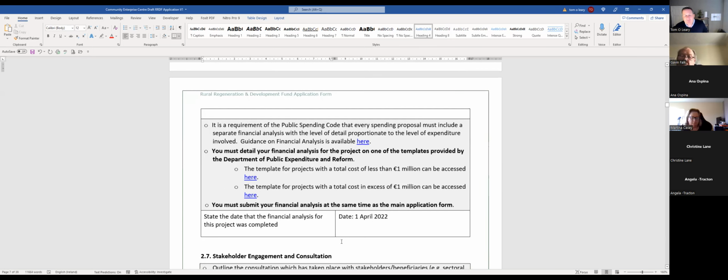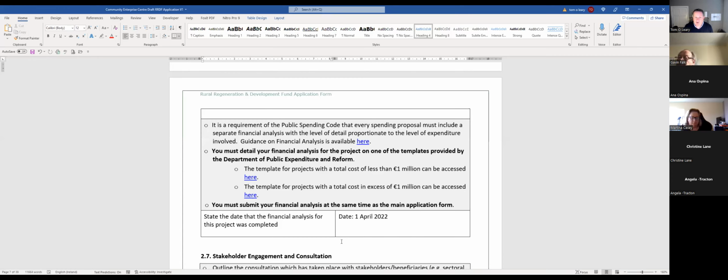So this is one that's going to cause problems for some of the large-scale projects. With the RDF funding, you have to show how the project has been analysed, in terms of whether a financial analysis has been done on the project. If it's over €1 million, they will look for a detailed financial analysis to be completed. If it's less than €1 million, they'll also look for information, but not as much.